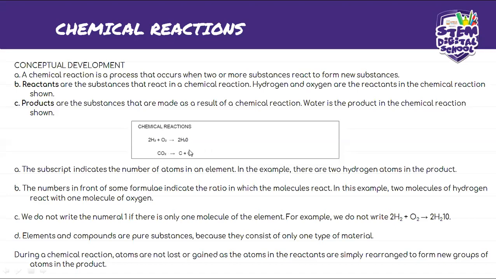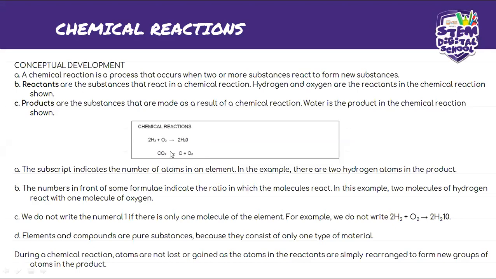Now, when we look at the second equation, we have a decomposition reaction. So this is carbon dioxide. We have carbon and two atoms of oxygen. When they decompose, they will give us carbon and oxygen. So these are the products. The reverse is also true. So when carbon plus oxygen react, we get carbon dioxide, or carbon and then oxygen atoms.